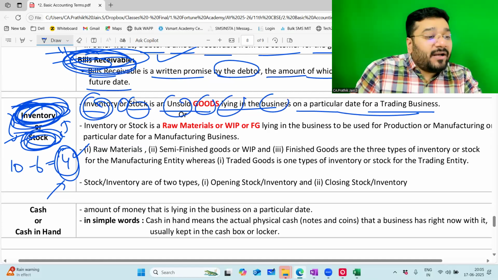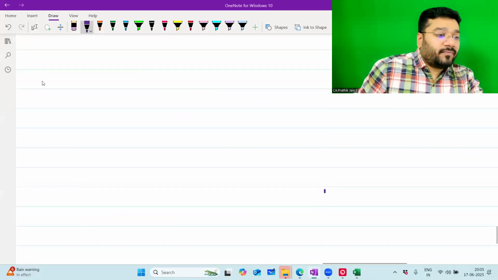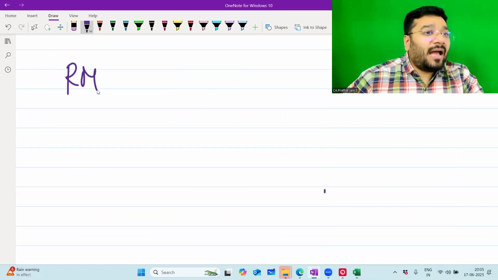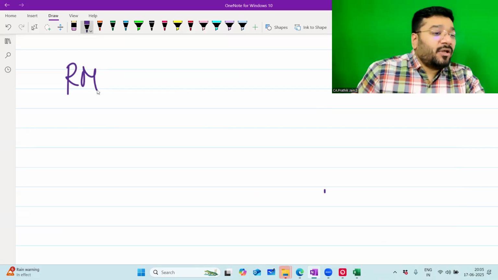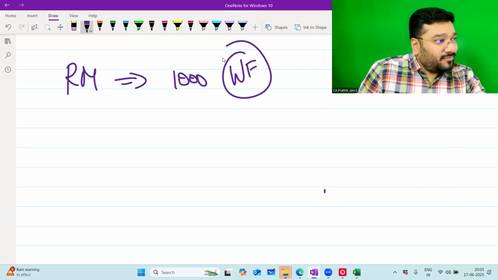Now, you can have inventory or stock for what all items? All of you know what is raw material? What is raw material? I buy this for the purpose of manufacturing. What example did I give you for raw material? I want to bake a cake. For that I need ingredients. That ingredient is called raw materials. So let's take an example. I purchased 1 kg of wheat flour, maida.